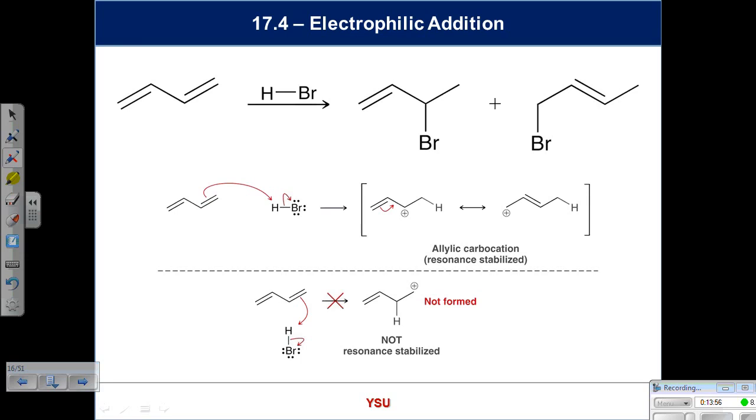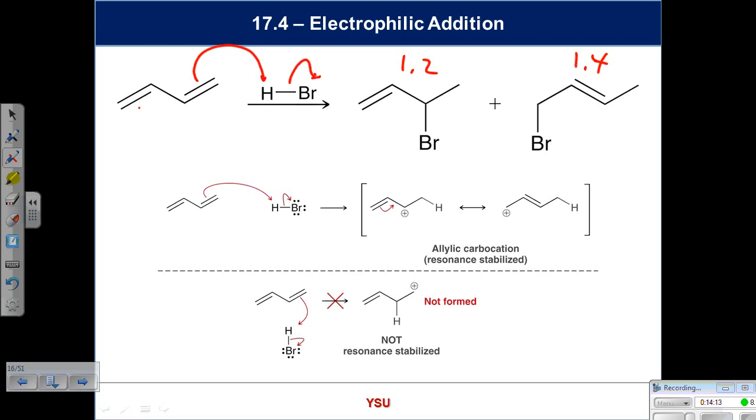So the picture here is showing again what we call a 1,2 product and what we call a 1,4 product. With HBr you get both. Depending upon the structure of the molecule, you'll typically get both. And the chemistry here, it doesn't matter if I start from this end or this end, because in this case it's symmetrical. And I get the first protonation.